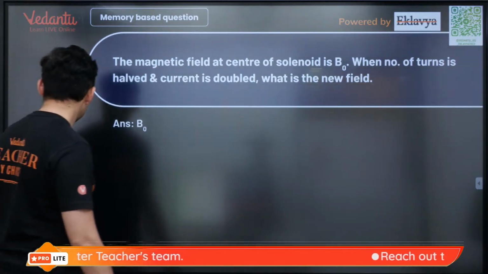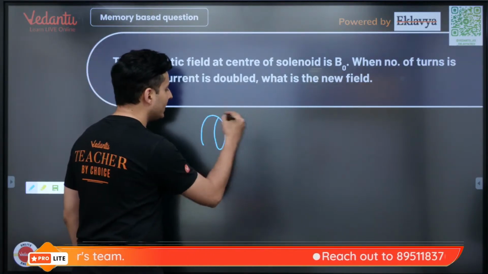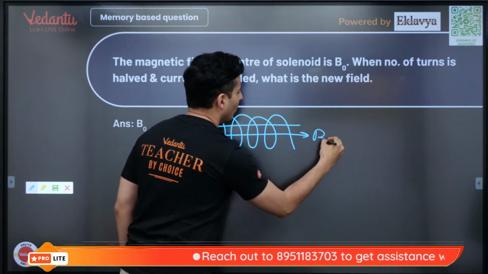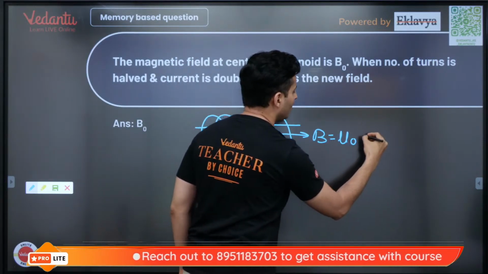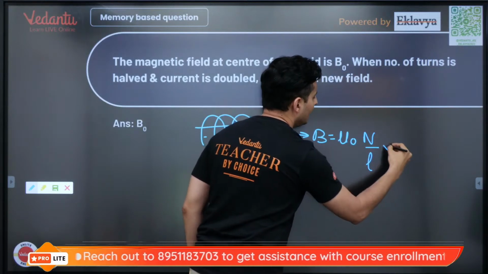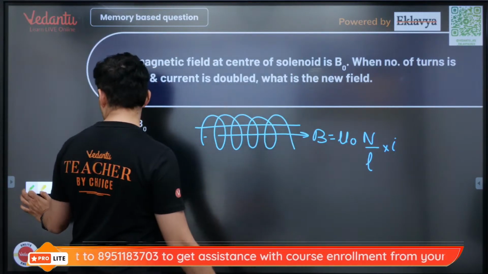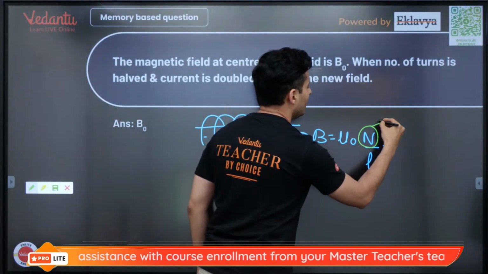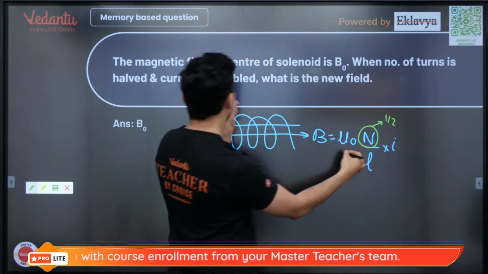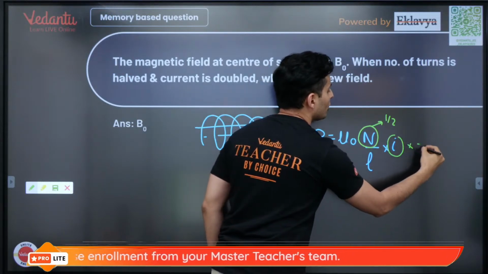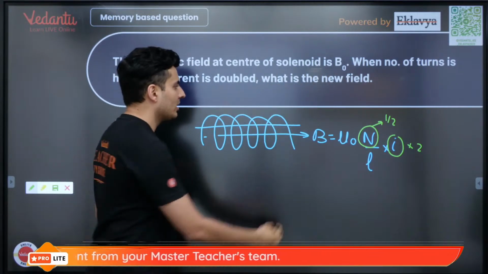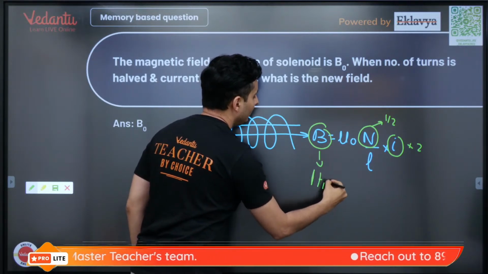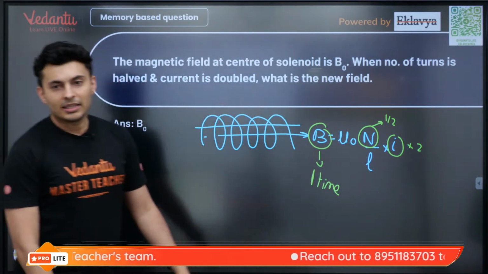So my warriors, what is the field inside a solenoid? The field is constant and the formula is mu naught, number of turns per unit length, into the current. Now as per the given information, the number of turns is halved. So N is made half times, but the current is made 2 times. So 2 into half is 1. So the magnetic field will become 1 time. That is it.